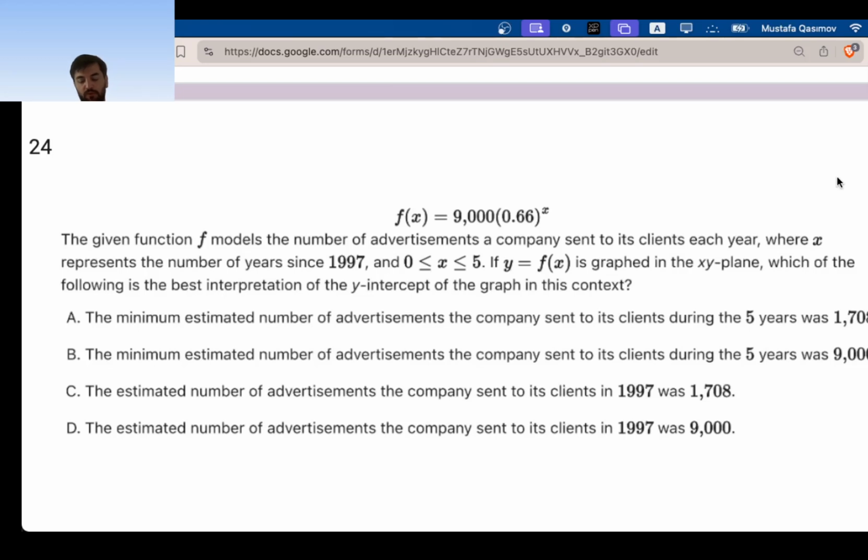Okay, how to find the y-intercept? Yeah, x is 0. When x is 0, what's the value? 9,000. 1, right? No, 1 is this part. It is 9,000. So it is not A, it is not C. Then think which one can be the answer, B or D? D. Yes, the answer is D. It says x years after 1997. So it means that it is the value at 1997. D.